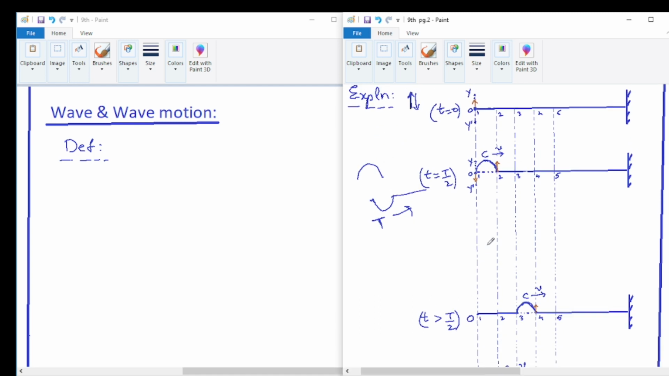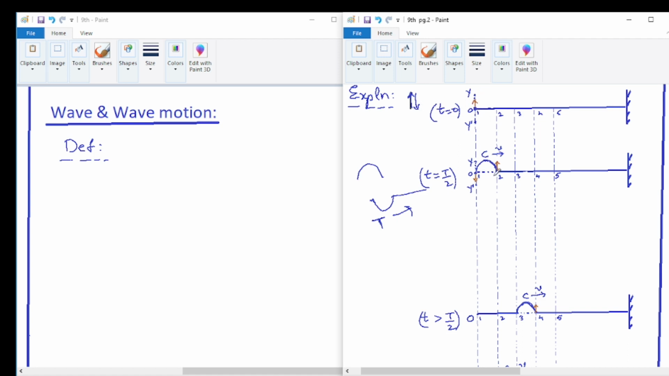At the end of time t equal to T by 2, that is half the time period, the upper half of the vibration is completed. That is, the end of the string is just given an upward jerk. So the left end of the string is moved upwards from position O to position Y, and then moved back to point O again. So the upper half of the vibration is completed, or simply, an upward jerk is given to the string.